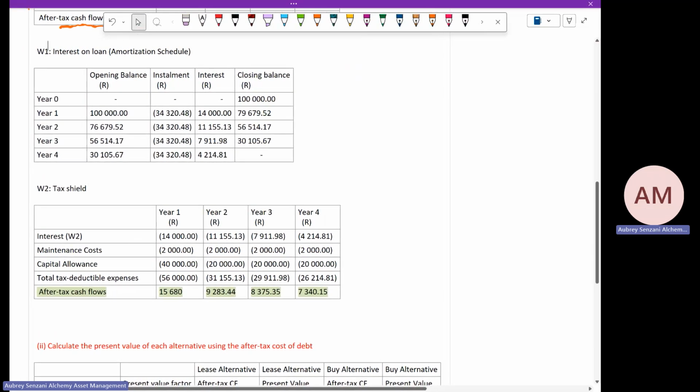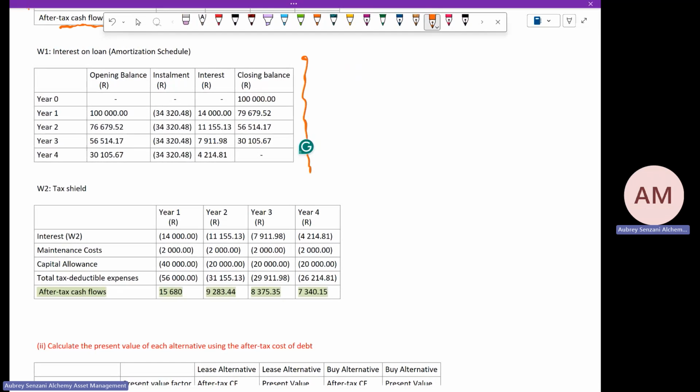Once you have your amortization schedule, it's good for you to watch the full video because it will also show you how to navigate to see your closing balance, your interest, and your installment. And it will basically show you, if we're paying 14,000 in interest in year one, and our installment that we paid is 34,000, then how much of that is capital that is being paid off.